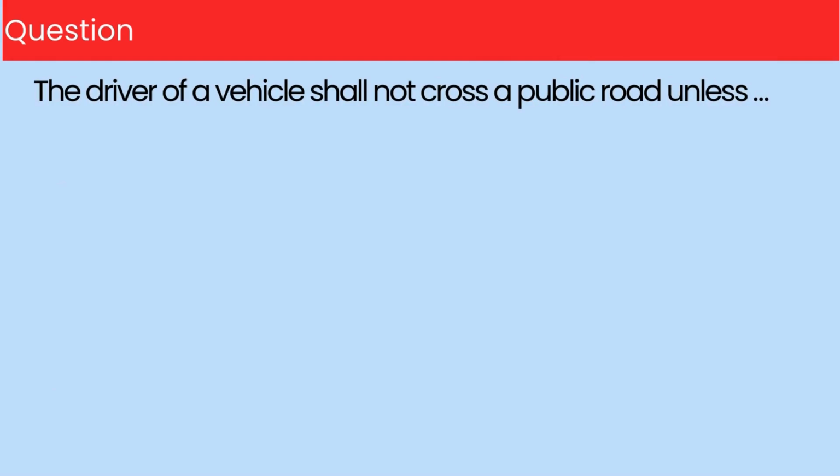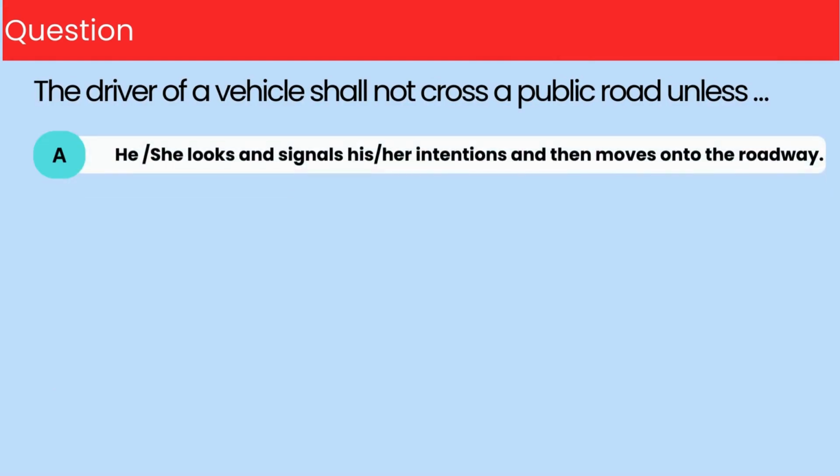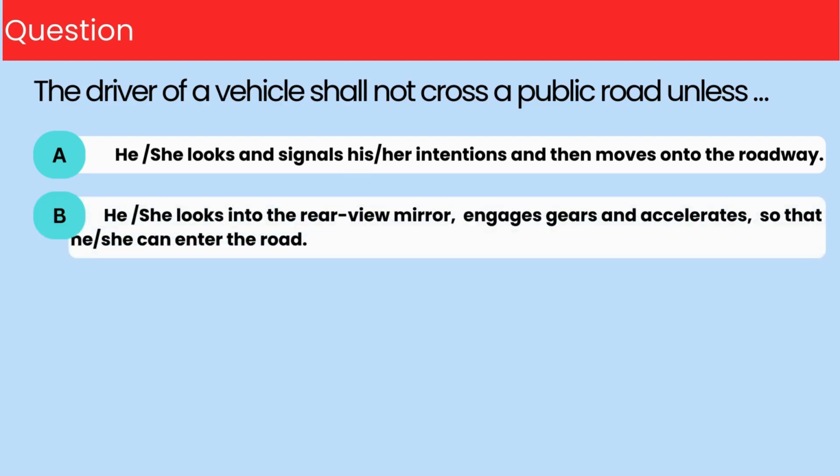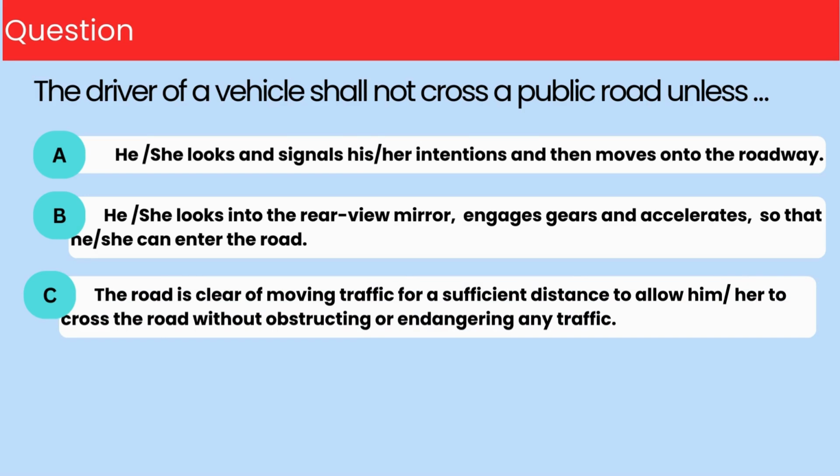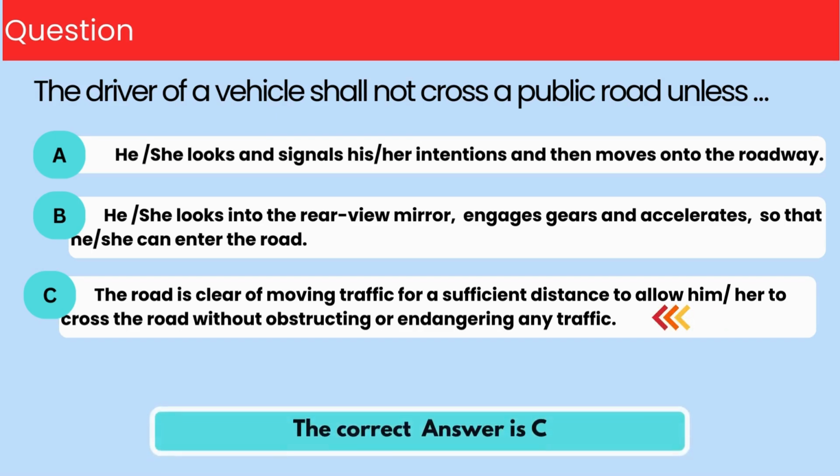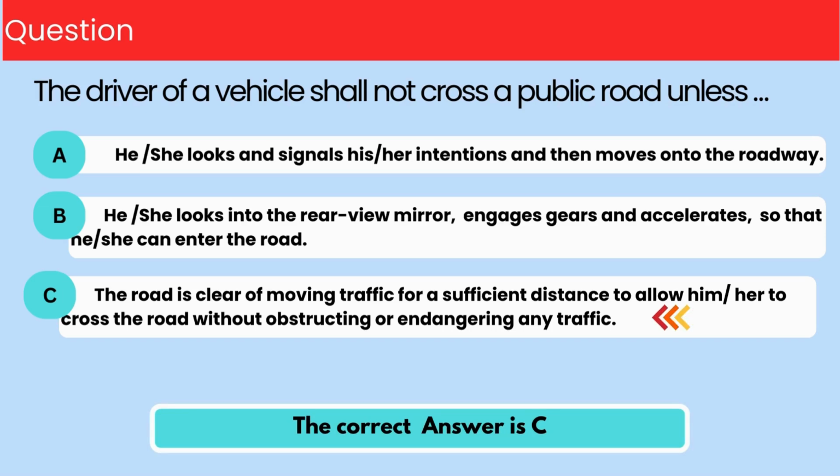Question. The driver of a vehicle shall not cross a public road unless A. He or she looks and signals his or her intentions and then moves onto the roadway. B. He or she looks into the rearview mirror, engages gears and accelerates, so that he or she can enter the road. C. The road is clear of moving traffic for a sufficient distance to allow him or her to cross the road without obstructing or endangering any traffic. The correct answer is C.